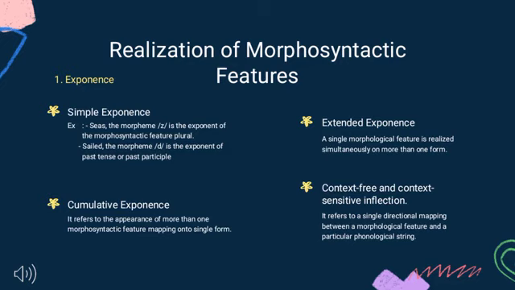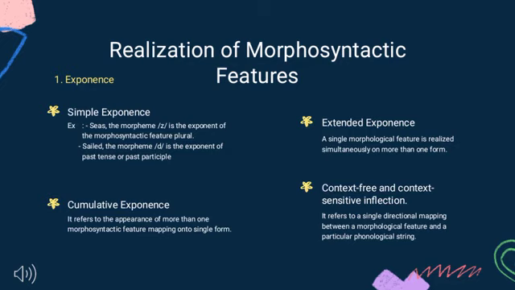The second, cumulative exponents. It refers to the morphosyntactic feature mapping onto single form. It can be seen in the characteristic or feature of verbal inflection, such as person, number, tense, mood, and voice. It reflects the subject-object agreement. The third, extended exponents. It refers to a single morphological feature is realized simultaneously on more than one form.